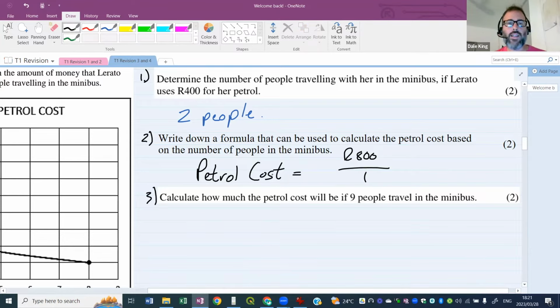All right. Now, often when they ask you to write down a formula, they usually then ask you how to use that formula. So here comes question 3. Calculate how much the petrol cost will be if 9 people travel in the minibus taxi. Now, in the exam, if you've got a question 2 and you're not sure how to write this formula, I'm sure when you get to question 3, you're going to try and look at the graph and try to work this out. So let's have a look at the graph to see if this can help us. We'll use the formula, but let's have a look at the graph.